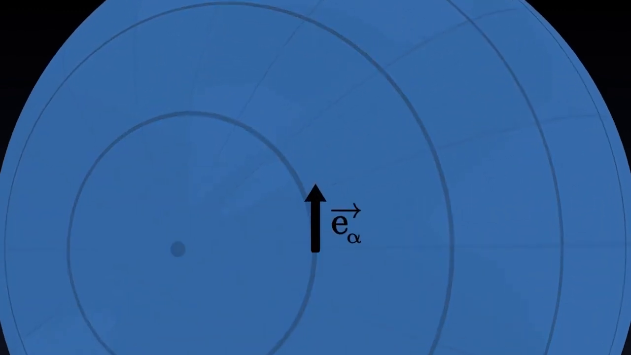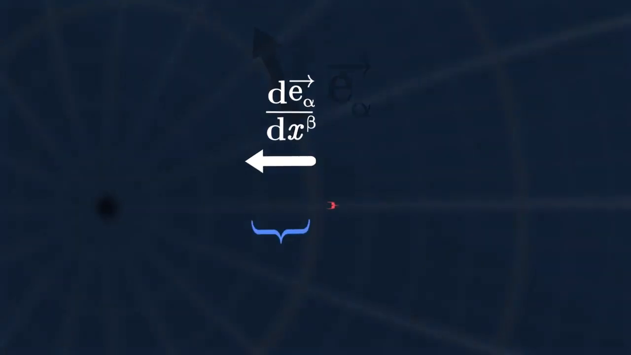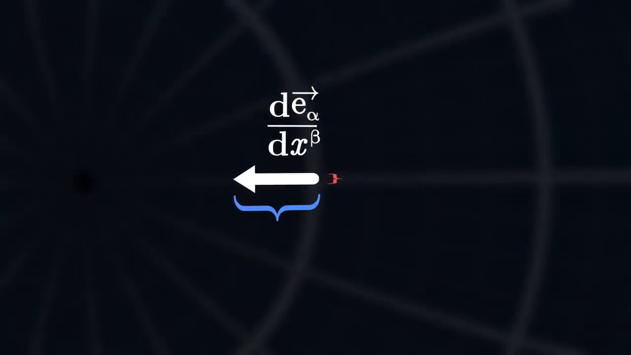Starting from a basis vector and transporting it along the grid, we can measure how much this vector changes by another vector. It's the components of this vector that are called Christoffel symbols. The Christoffel symbols measure the extent to which our coordinates deviate from straight lines along the grid.